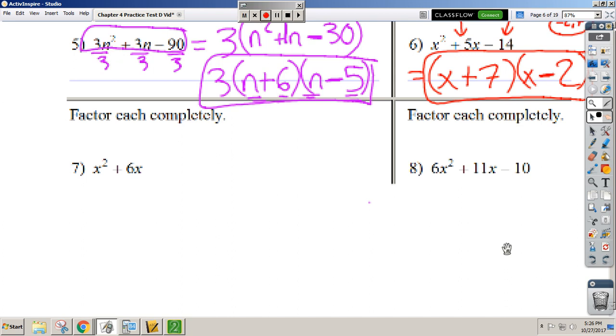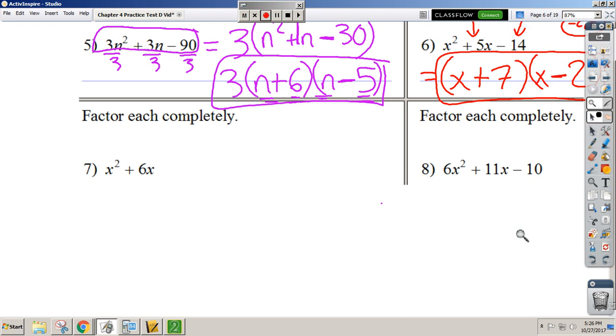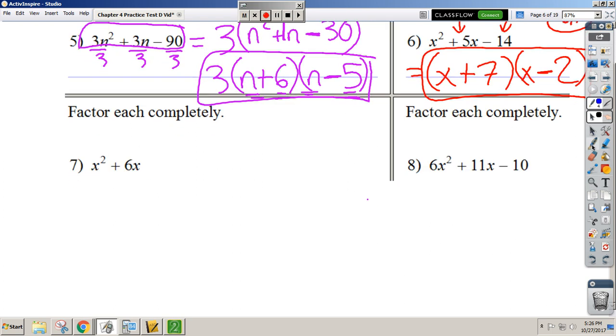Number 7 is kind of like number 5. In number 7 we want to look for another greatest common factor. And the greatest common factor right here is, well, this is a 1, so the greatest common factor of 1 and 6 is just 1. The greatest common factor of x squared and x would be x. That's, in other words, what power of x do they both have in common? They both have an x to the first in common.